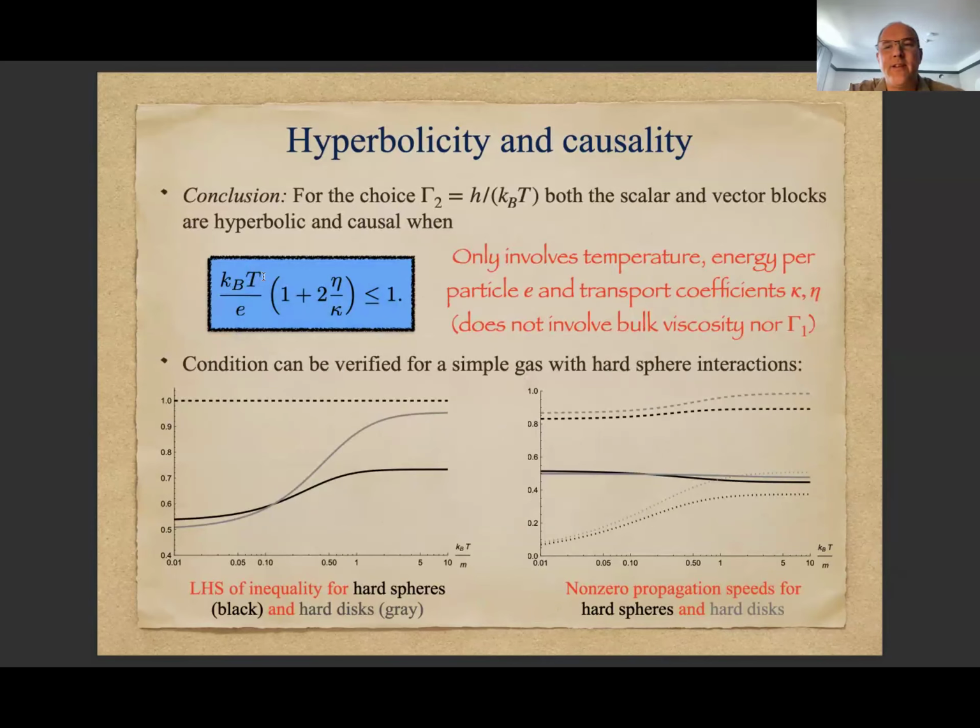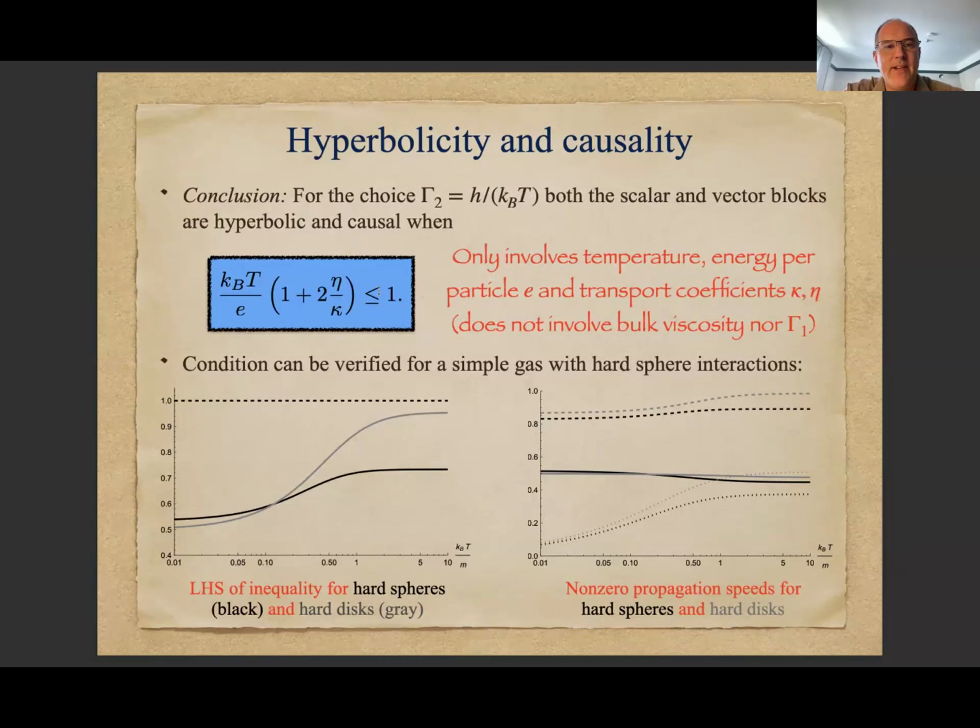Okay, so this inequality involves only the temperature, the energy per particle E, and the ratio between the coefficients of the shear viscosity and the thermal conductivity. So it does not involve the bulk viscosity nor this parameter gamma 1. Okay, so this is for the choice gamma 2 that we had fixed before.